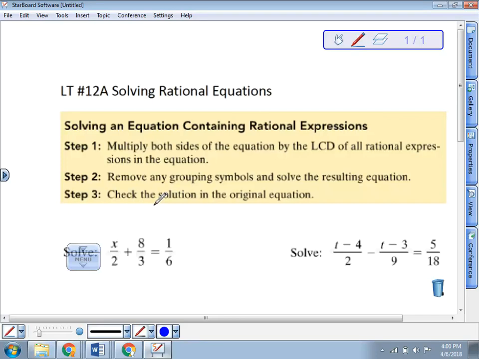Welcome to the notes on solving rational equations. These are going to be equations that contain rational expressions. So here are some steps that they have written right out for you.